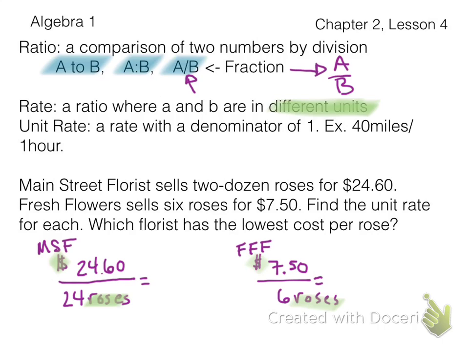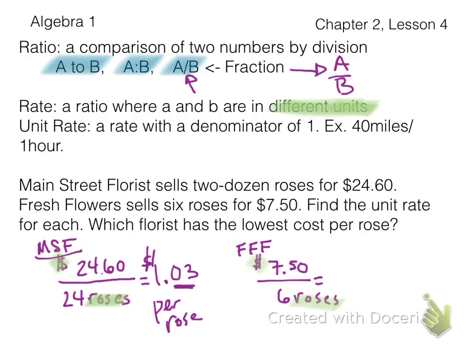So to do this, we're going to divide the cost by the amount of roses you get, based on the price they're giving you, to get how much each rose costs. So I'm going to take $24.60 and divide it by 24, and that's going to give me $1, and it's actually 3 cents, because if you do the math, you're going to get 1.025. Since we're dealing with money, we have to have only two numbers after the decimal point. So it's $1.03 per rose for the Main Street florist.